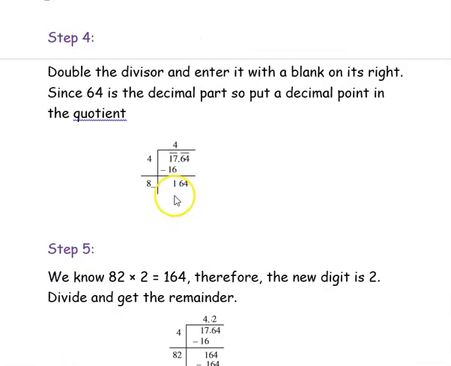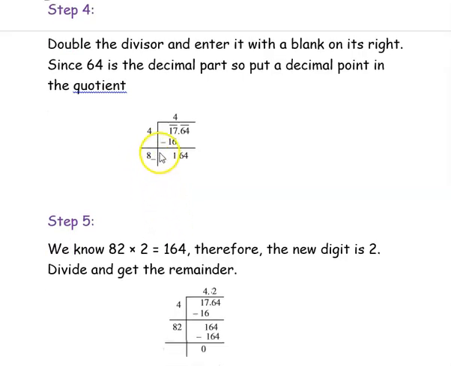Okay, so the new dividend is 164 and the next step we have to double the quotient which is 4. If you double it you will get 8, and we are writing it with a blank on its right. Next step, we have to find a number to write in this blank. I have found it, and that same number will become the next new quotient. I have found it to be 2.